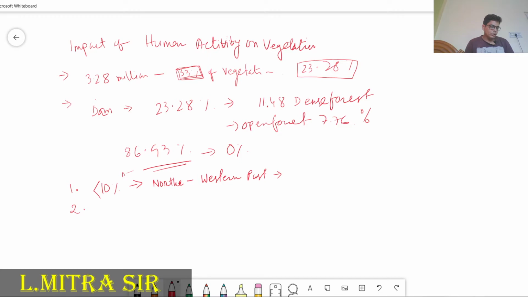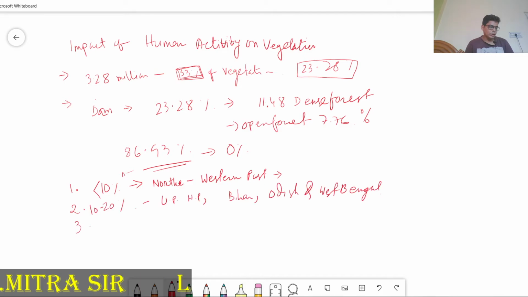So we already discussed during the Green Revolution, in Punjab and Haryana, to get the highest production of rice and wheat, they started the Green Revolution, and due to this they cleared the forest area. Then 10 to 20% vegetation is found over UP, Himachal Pradesh, then Bihar, then another state, Odisha, and West Bengal. So these are the states where we can find only 10 to 20% vegetation.